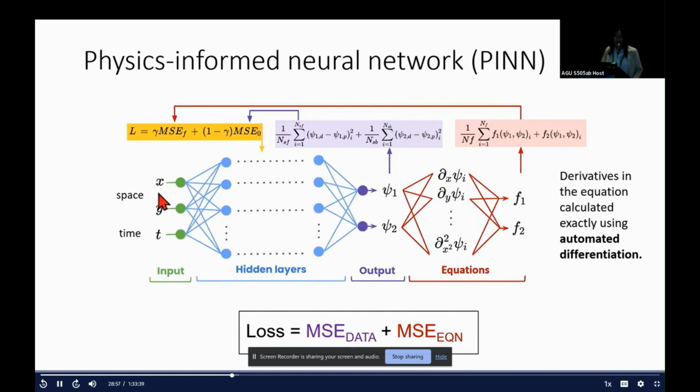And I want to point out, because the neural network outputs are continuous and explicit functions of the input, the derivatives of the output with respect to the input can be calculated exactly. And this overall framework is called the physics-informed neural network. It was initially proposed by Raissi in 2019.